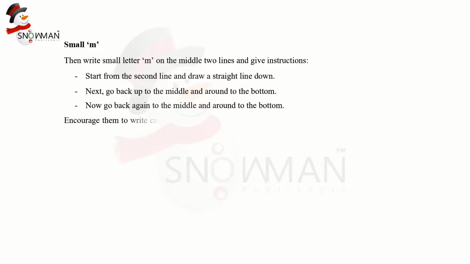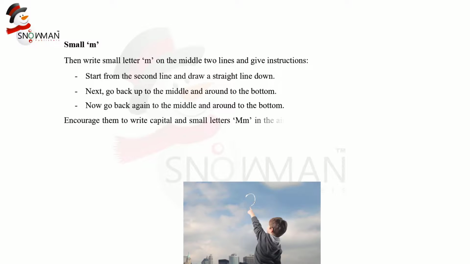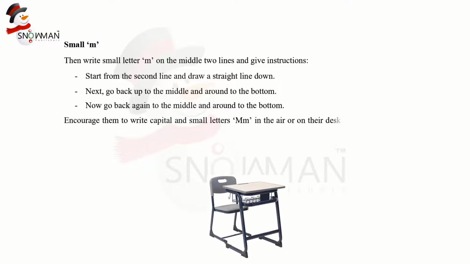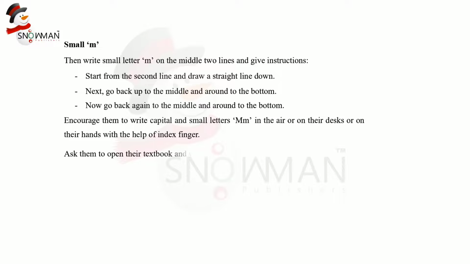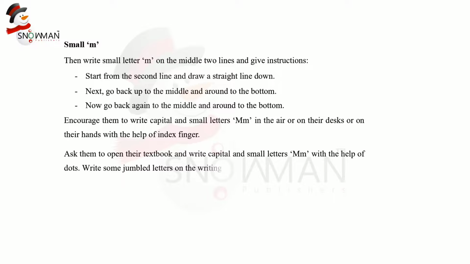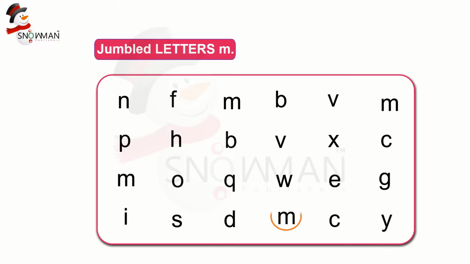Encourage them to write capital and small letters M in the air, or on their desks, or on their hands with the help of the index finger. Ask them to open their textbooks and write capital and small letters M with the help of dots. Write some jumbled letters on the writing board and ask the children to recognize M.